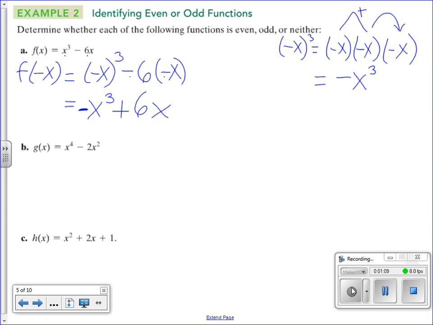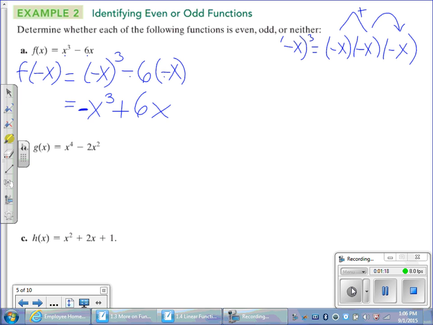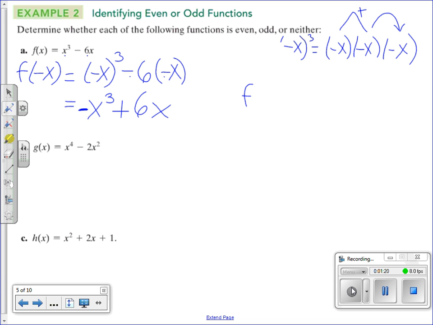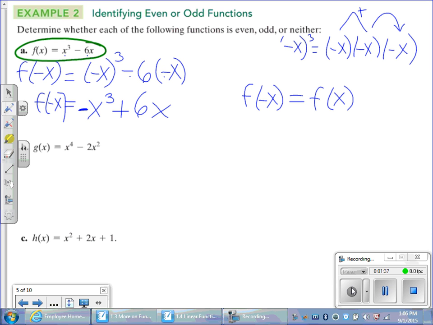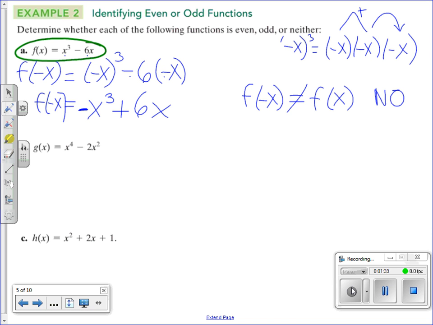Okay, so negative x cubed. Now we're going to compare it. So we will compare, is f of negative x the same as the original function? Is that the case? This is f of negative x, and this is the original function that I am referring to. Is it exactly the same? No. So this is a no, so we say they're not equal.